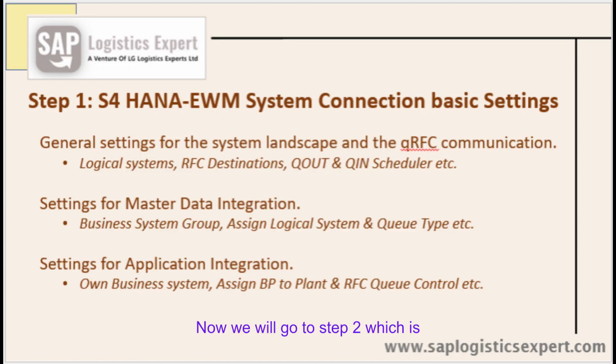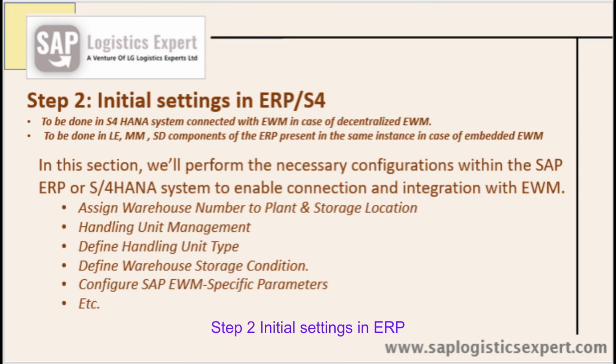Now we will go to Step 2, which is Initial Settings in ERP or S/4HANA. Step 2: Initial Settings in ERP or S/4HANA. In this step, we'll perform the necessary configurations within the SAP ERP or S/4HANA system to enable connection and integration with EWM. Please note, if we are configuring decentralized EWM on S/4HANA, then these settings need to be done on the S/4HANA system connected with EWM.